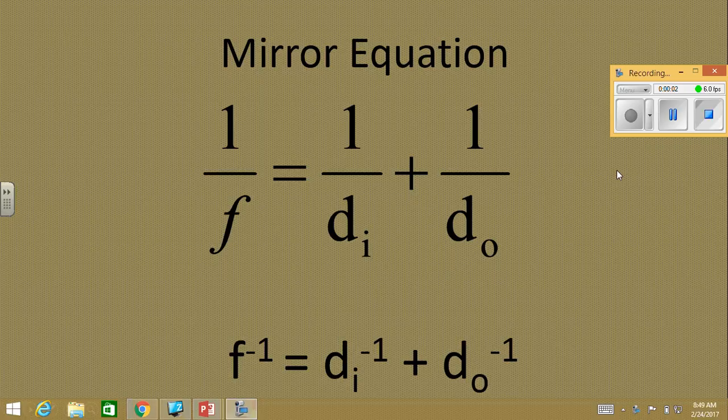Let's have a look at the mirror equation and how we're going to use the calculator to make using the mirror equation a little easier. The mirror equation is that 1 over the focal length, f, is equal to the sum of 1 over the distance to the image plus 1 over the distance to the object.